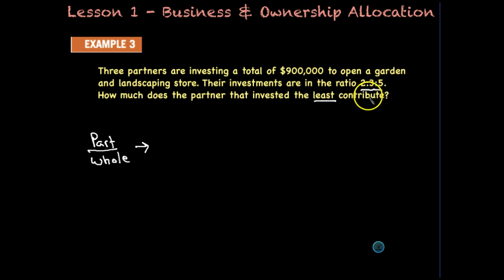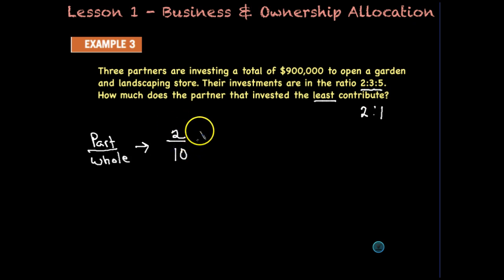For example, if you invested 20 and I invested 10, then our ratio would be 2 to 1. But that doesn't mean that you invested 2 and the other person invested 1. That's just the ratio. So that's what this represents. But let's go ahead and set up our part to whole. The partner that invested the least invested 2. And the total, if we add these together, 5 plus 3 plus 2 is 10.